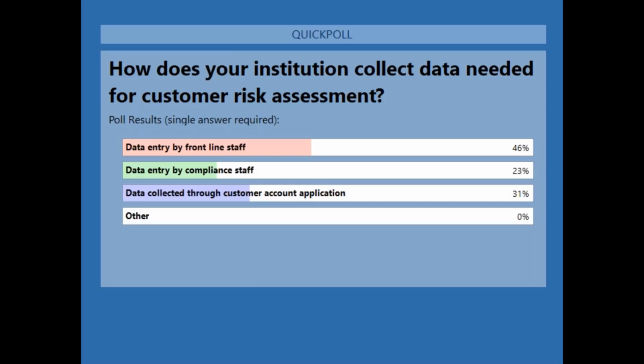Okay, so for the most part, 77%, either the frontline staff collect the data, or it's collected through the customer account application process. And only 23% have it collected by the compliance staff. Okay, that lines up with what I would usually expect to see.